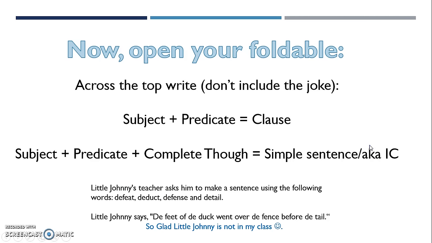All right, now open your foldable. Across the top, write, and don't include the joke, subject plus predicate equals clause. We talked about this in class today. Anytime you have a noun-verb team or a subject-predicate, you have a clause. Now, there are two types of clauses, an independent and dependent clause. A subject plus a predicate plus a complete thought equals your simple sentence, which is also known as an independent clause. A dependent clause is a subject and a predicate and an incomplete thought.